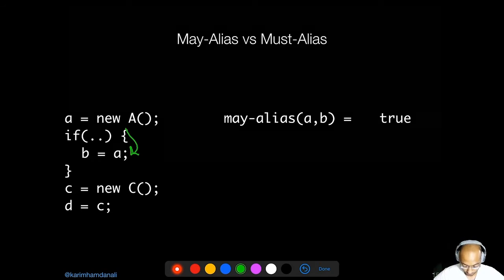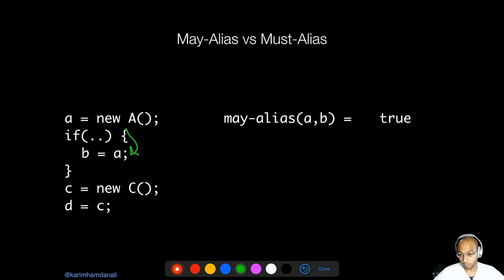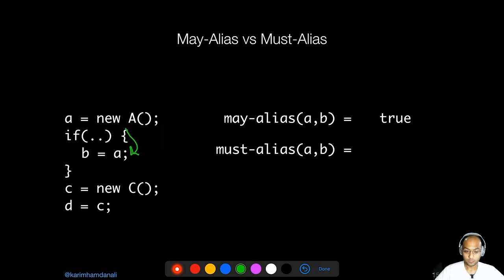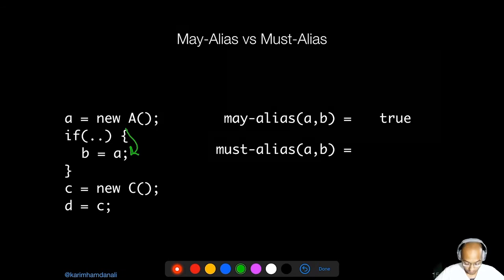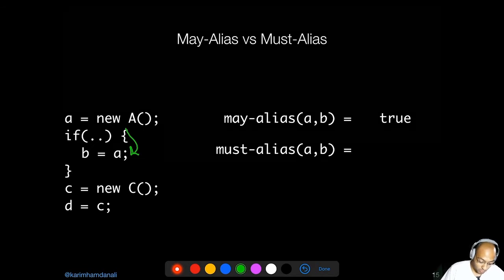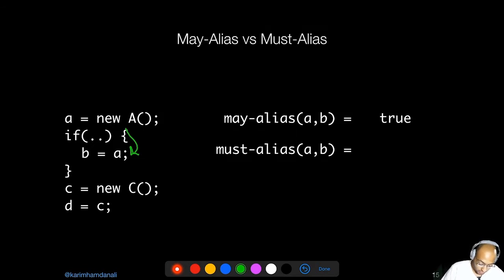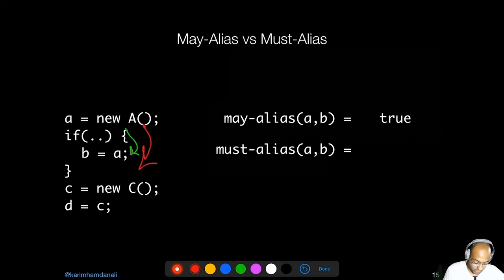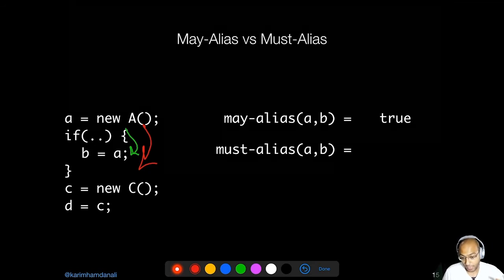So far so good. What about must alias A and B? Is that true or false? False, false, false. All right, three falses. Why is that? Okay, false since we may not enter the if. Perfect. Because we have a path where A and B may alias, but there also exists a path where we are not going to take the if condition, but rather we're going to skip it because the if condition is going to be evaluated to false. So we're going to go straight to C equals new C. So there exists a path where both do not alias each other. So must alias A and B is false, right?